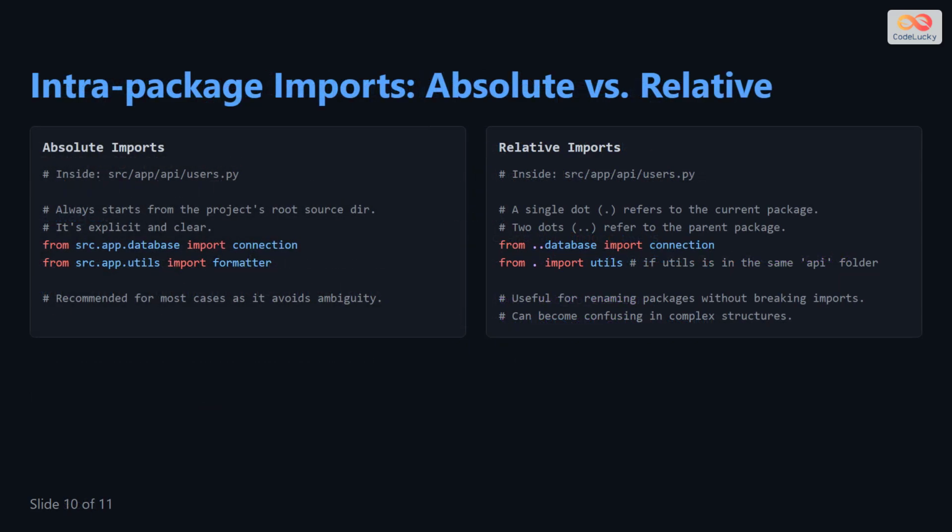When modules inside a package need to import each other, you have two choices. An absolute import specifies the full path from the project's source directory. This is usually the best approach because it's unambiguous. A relative import uses dots to refer to modules in the same package or parent packages. This can be useful if you plan on renaming parts of your package later.